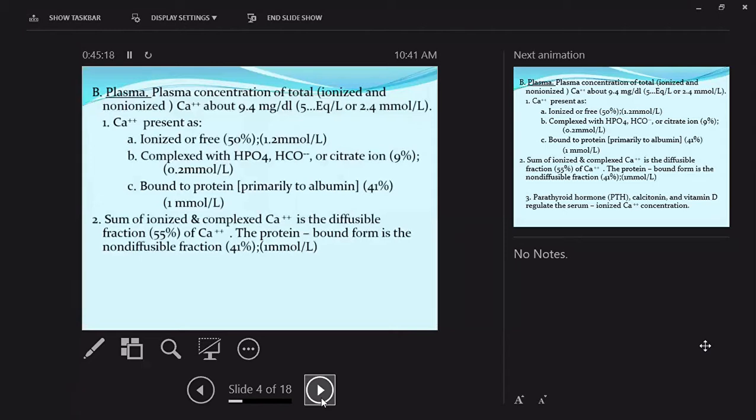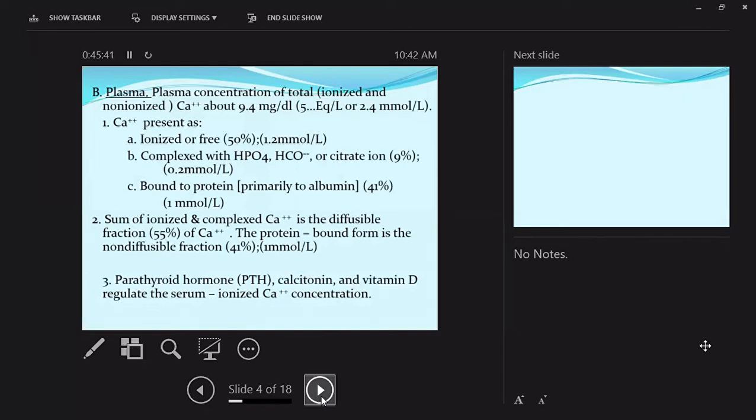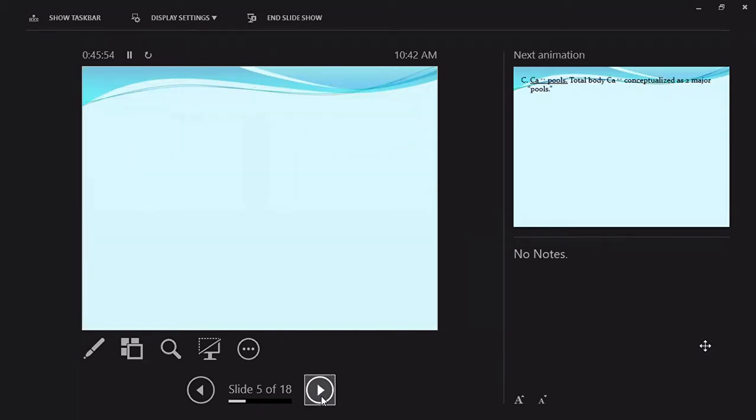The sum of ionized plus complexed calcium is the diffusible fraction of calcium. It is 55% of calcium in the body. The protein-bound form is the non-diffusible fraction, 41%. The parathyroid hormone, calcitonin, and vitamin D regulate the serum ionized calcium concentration.